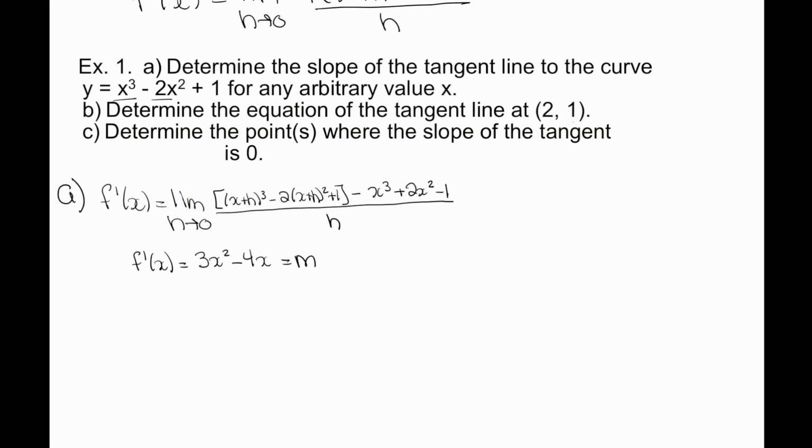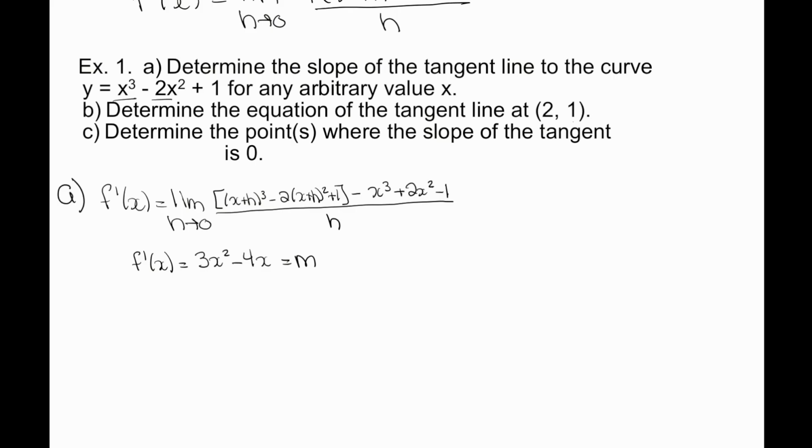So now we've accomplished determining the slope of the tangent line to a curve. This is our equation that we are now going to be able to use to determine the slope at any point along this particular curve. The next part of this question is asking us to determine the equation of the tangent line at 2 and 1.